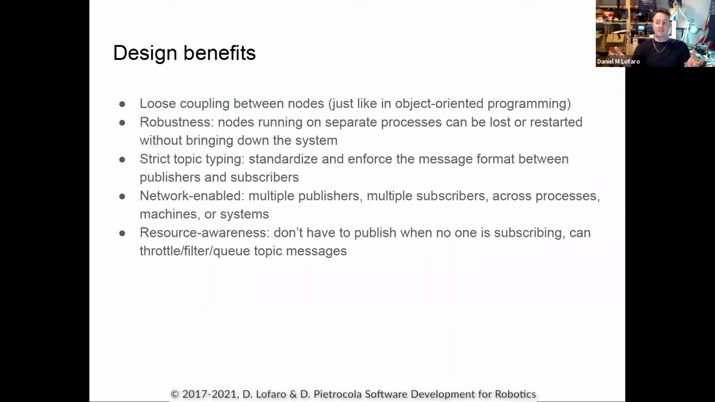It's network enabled, which is nice. Not wonderfully network enabled. Again, ROS 2 does a lot better at it. So you can have multiple publishers and multiple subscribers. You can go both ways and from multiple people. It does have what's called resource awareness, so you don't have to publish when no one else is subscribing to you. So you won't be wasting bandwidth sending data out into the nothingness when no one's listening. Which is a nice thing, right? If you're sending camera data, that's definitely a great thing.